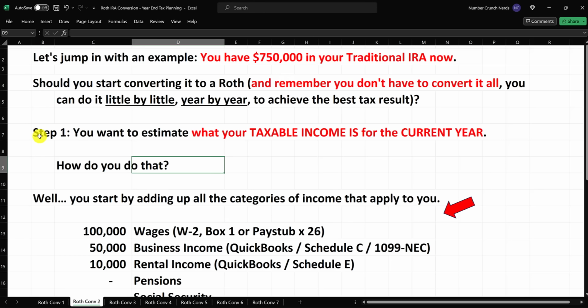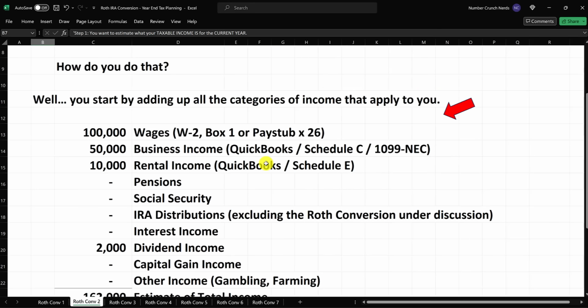So step number 1, and you're going to do this in your personal income and tax situation. Step number 1 is you want to estimate what your taxable income is for the current year. And in a lot of cases, you're going to be doing this anyway for purposes of paying your estimated tax payments. But this is going to be step number 1, what your taxable income is for the current year. And how do we do this calculation? Well, it's going to be relatively straightforward.